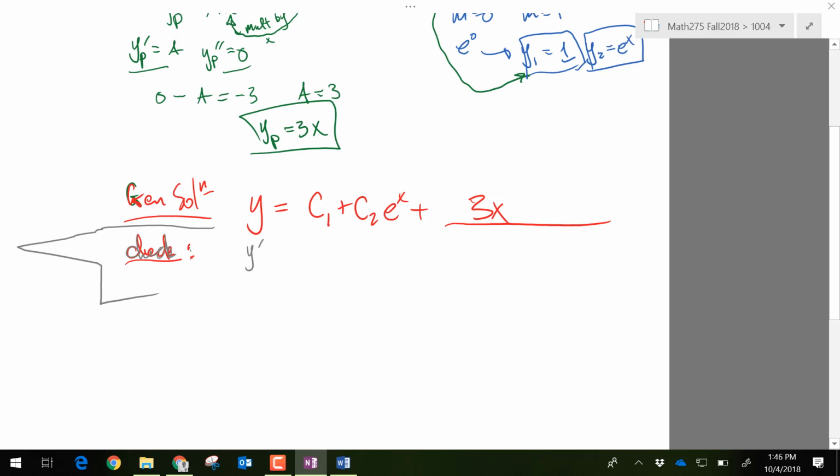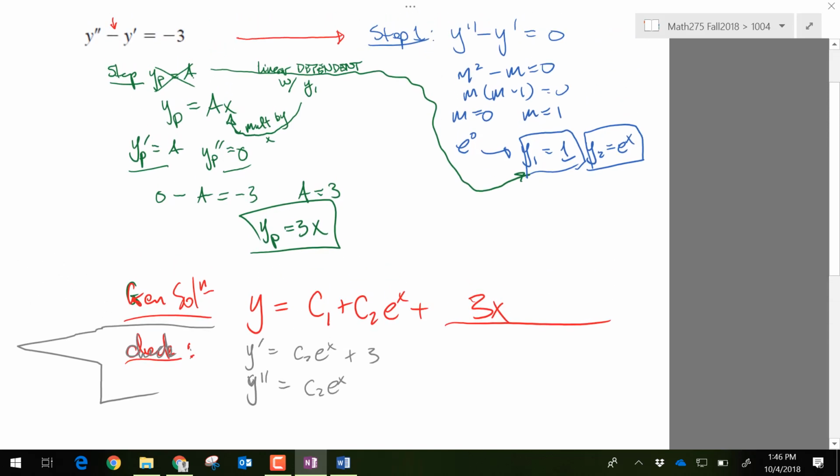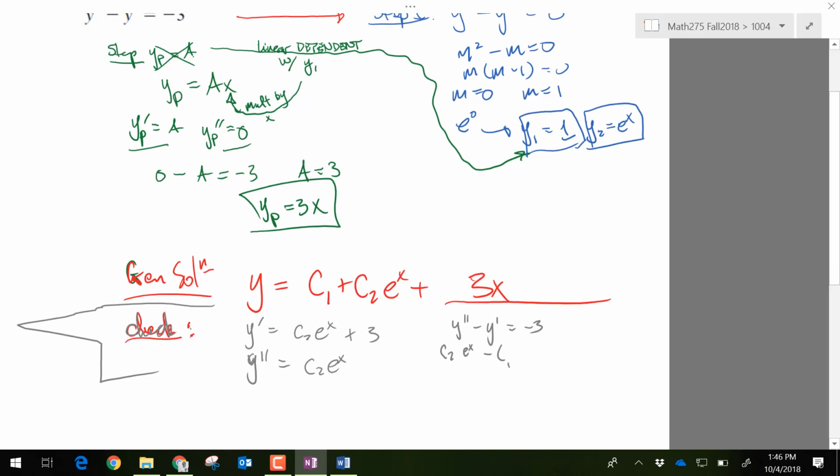So let's check. The first derivative: the derivative of the constant is gone, it's 0. You've got C2 e to the x plus 3, and y double prime is going to be C2 e to the x, and then that's it. Let's put it back into the original differential equation. Y double prime minus y prime is equal to negative 3. Y double prime is C2 e to the x minus y prime, which is C2 e to the x plus 3. And these things go away, and the negative 3 is going to equal negative 3. So it does work. And had we tried to put just a regular a there, then it wouldn't have worked so well.